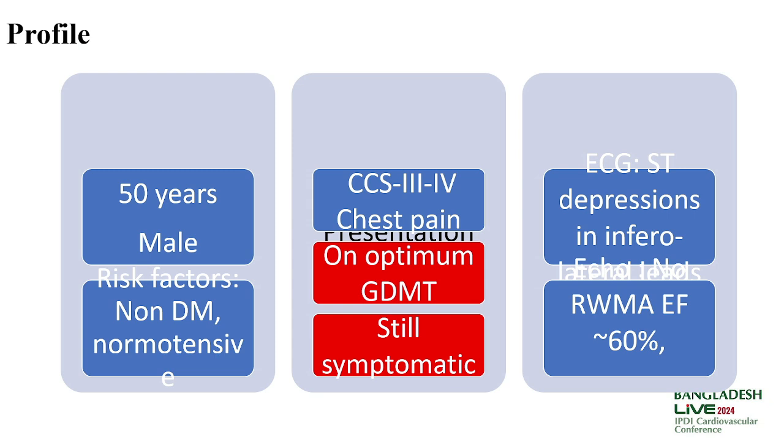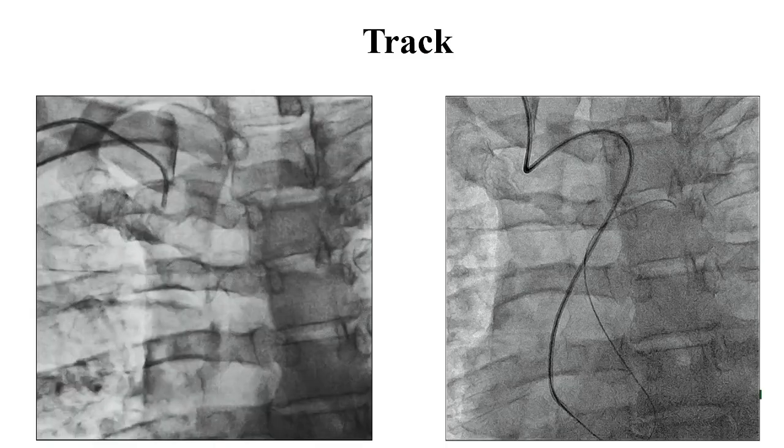My patient is a 50-year-old male, non-diabetic, normotensive, who came to us with CCS 3 chest pain on optimum guideline-directed medical treatment, but he is still symptomatic. His ECG shows ST segment changes in the inferior lateral leads, and echo showed no regional wall motion abnormality with LVEF 60%.